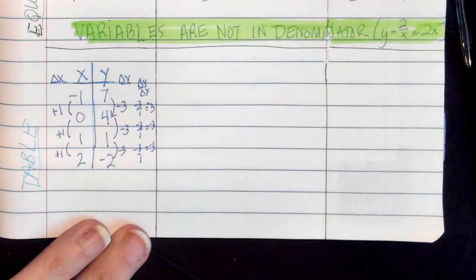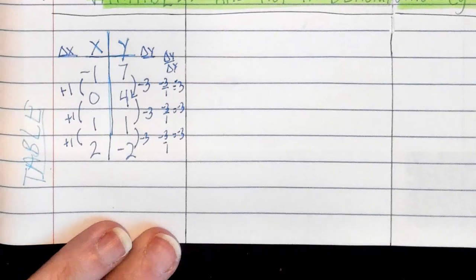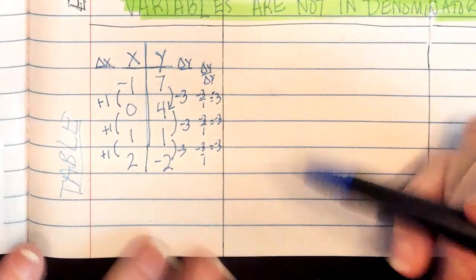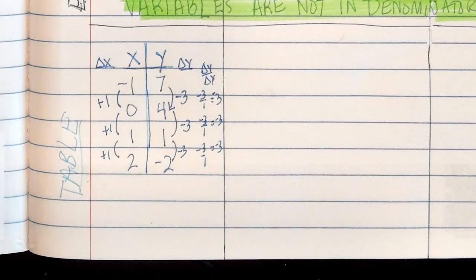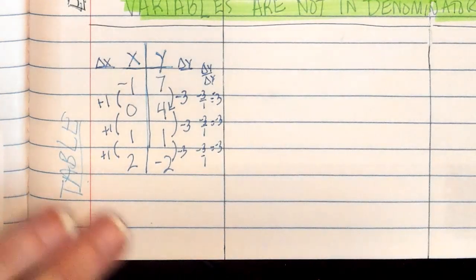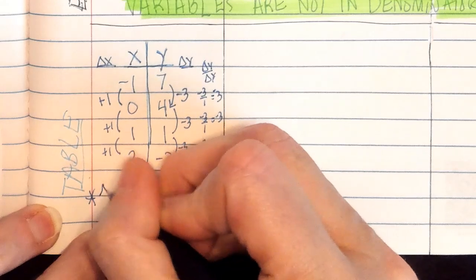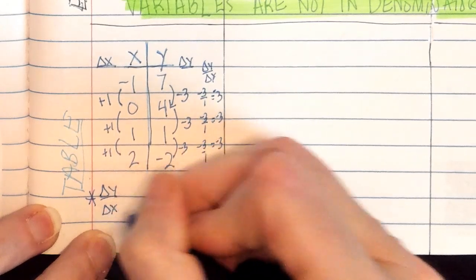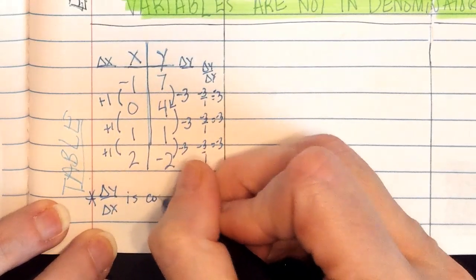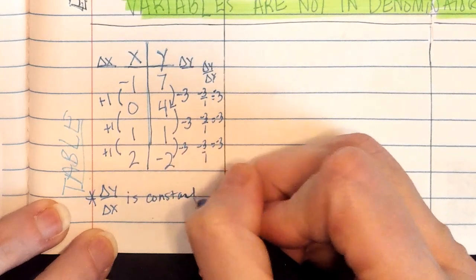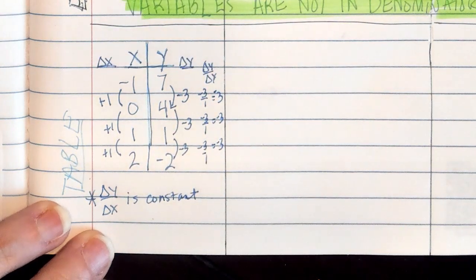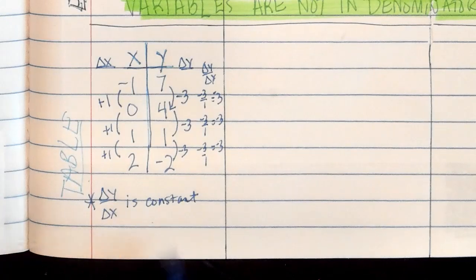Here, let me zoom in a little bit so we can see that a little better. It's -3 over 1, -3 over 1, -3 over 1. It's always the same. So what does that tell us? That tells us that delta y over delta x is constant. We are going to need this little space down here, so don't go crazy.